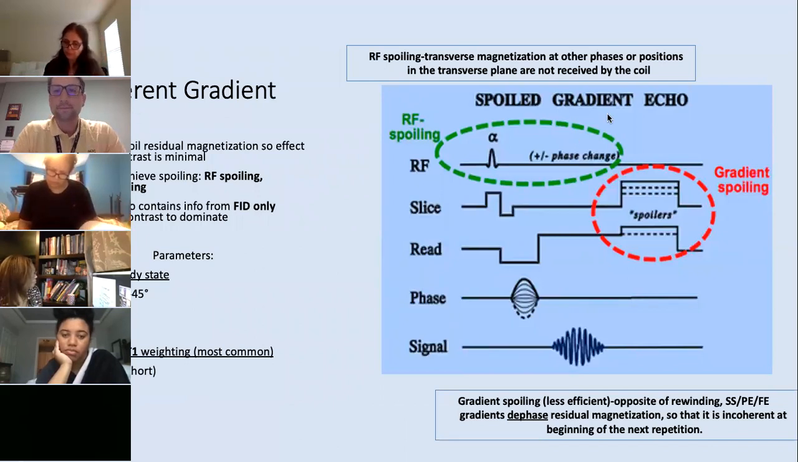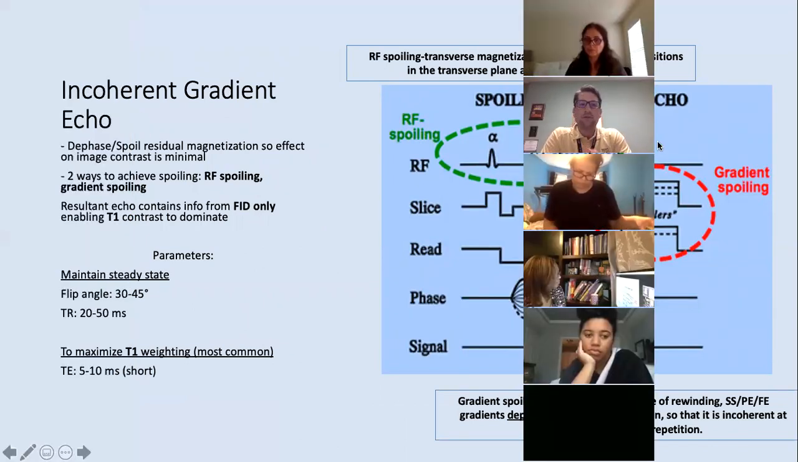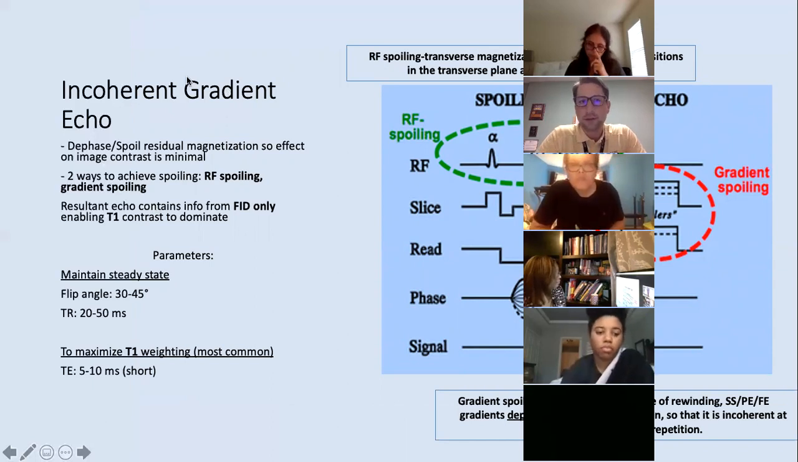All right, now we're moving on to incoherent, or just put a hyphen here, or spoiled gradient echo.